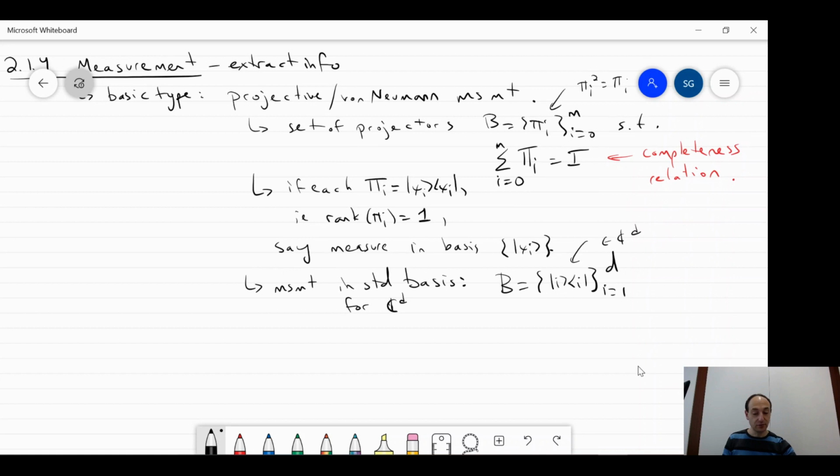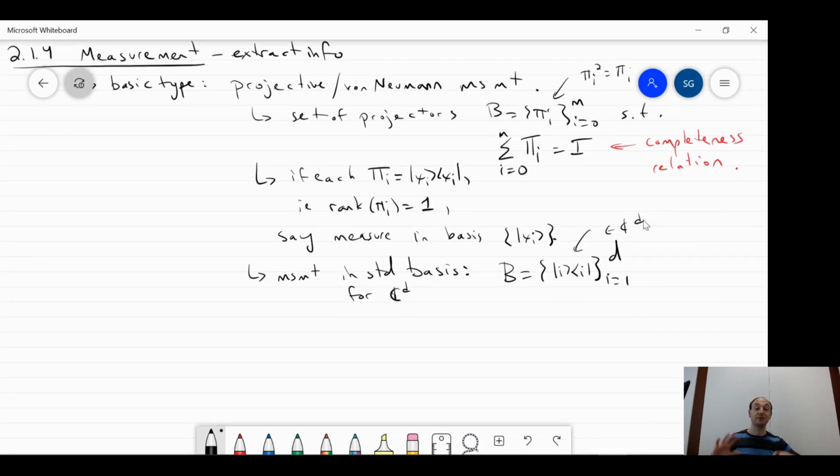So that's how we formally define measurements. Like any such set of projectors, remember, is a measurement. And a measurement makes no sense unless I talk about formalizing the probability of a certain outcome when I make the measurement given a certain state.